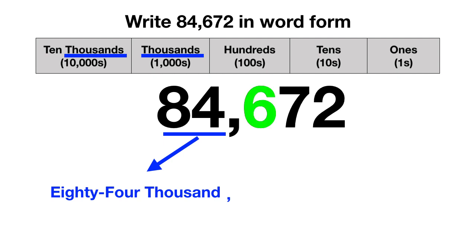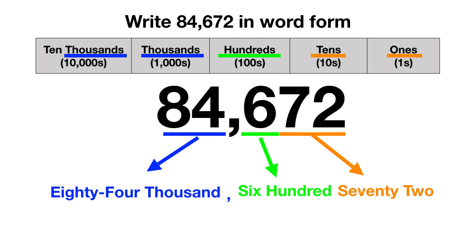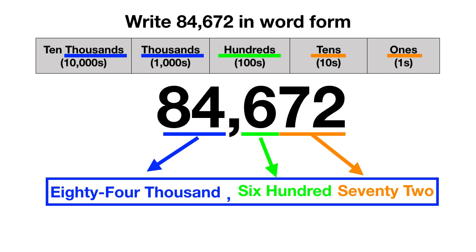How should we write the 6 in word form? We can write it as 6 hundreds. Finally, we look at the 7 and the 2 together, even though they're in different place values. How could we write the 7 and the 2 in word form? We can write them as 72. So altogether, our number is 84,672.